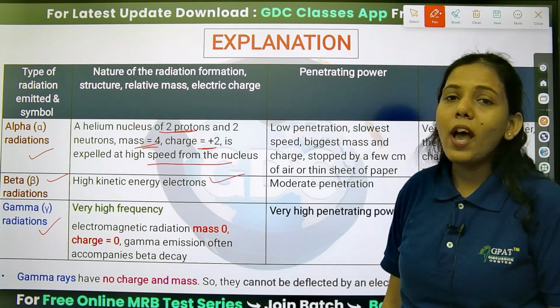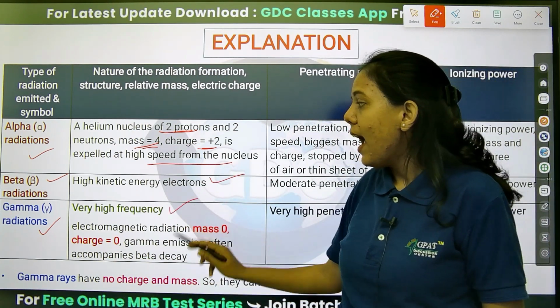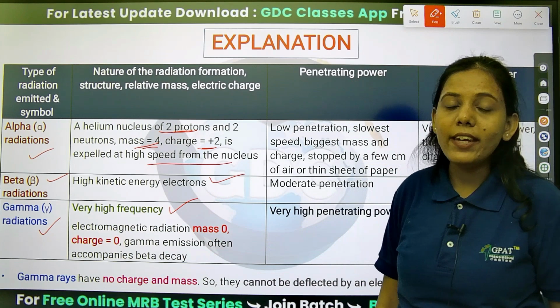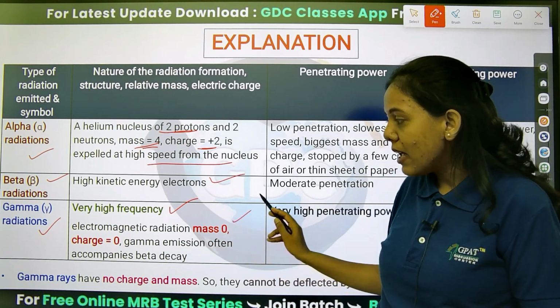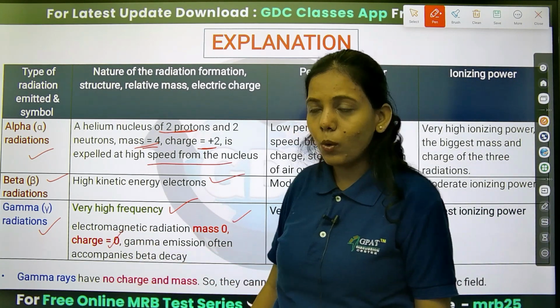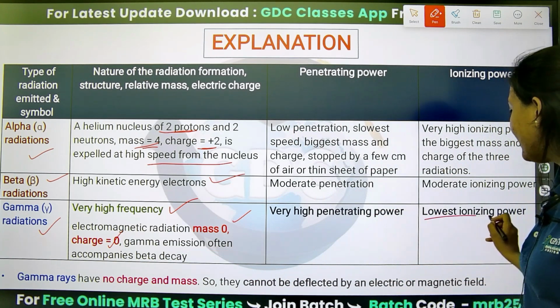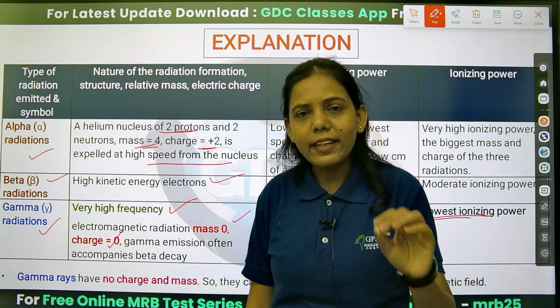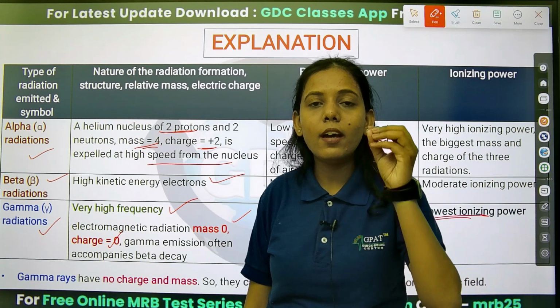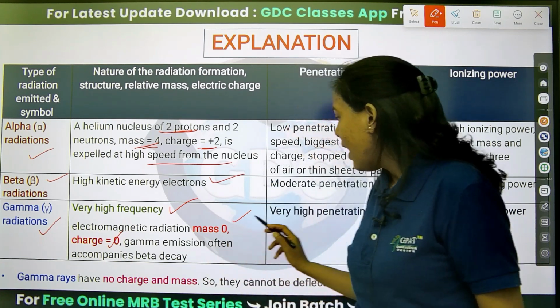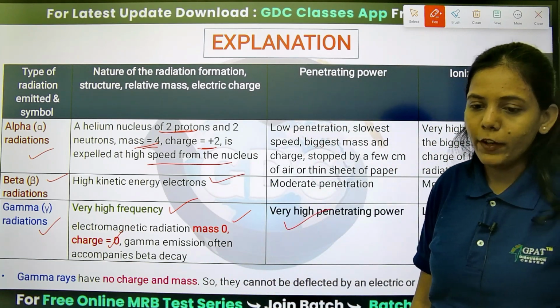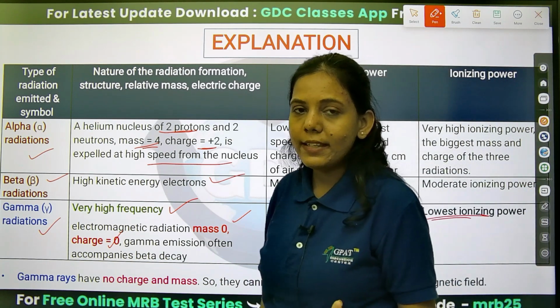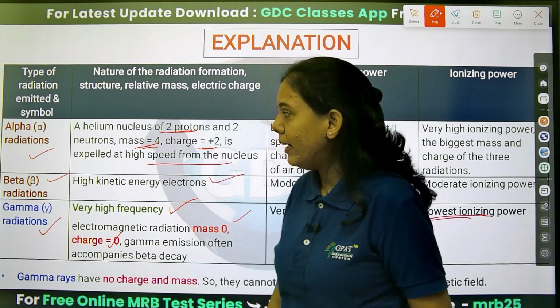Then beta is also having high kinetic energy, and gamma radiation, it is having a very high frequency. The mass is 0 and the charge is 0. So here you can see it is having lowest ionizing power. It is having to some extent, but the ionizing power is less, and very high penetration power. Okay, so these are some of the properties regarding alpha, beta and gamma radiations.